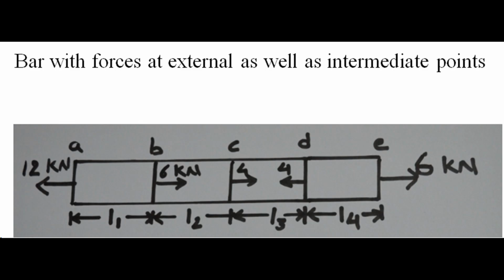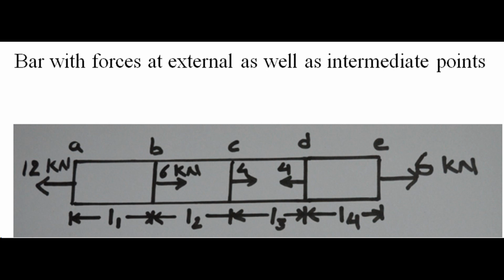We can use a free body diagram for the calculation of the resulting strain of any kind of structural member. It is a very convenient and easy method to find the resulting strain. Here you can see a diagram of a bar which is subjected to a number of forces at external as well as intermediate points.